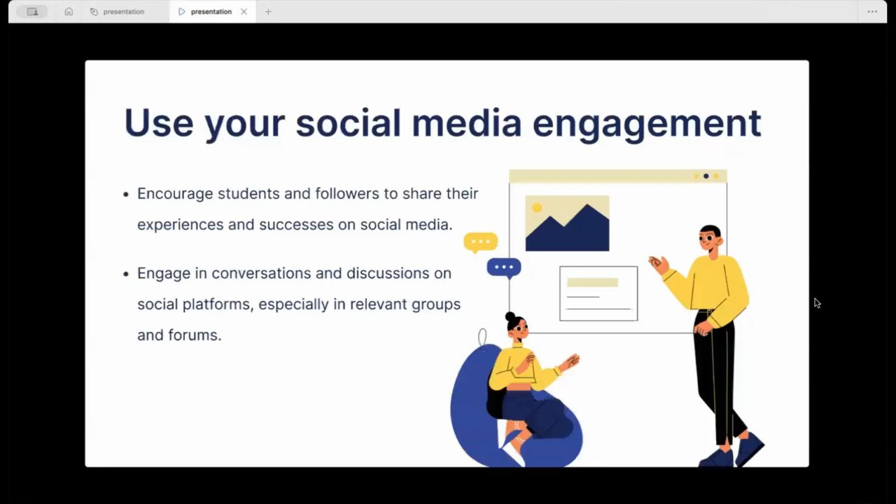You can use your social media for engagement. For example, you can encourage your students and followers to share their experiences or their success stories on social media. And you can also engage in conversations and discussions on social platforms, especially in relevant groups and forums. So you should find your niche and continue your working process there.